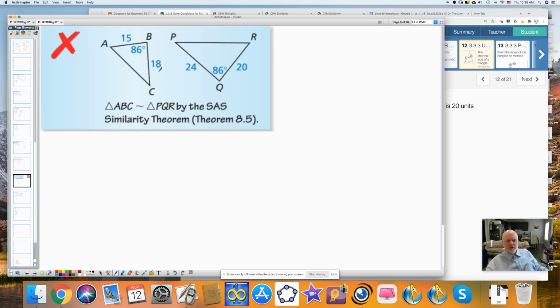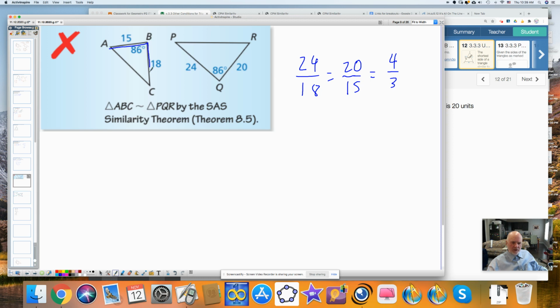What's wrong with this statement? It looks like 24 is to 18. Is that the same as 20 is to 15? Is that a 4 over 3? This is times 5, times 5. That would be 4 times, wait, 20. I'm sorry, I wrote 25. It should have said 20. These are all 4 to 3. And the angles are congruent. So what's wrong with this?